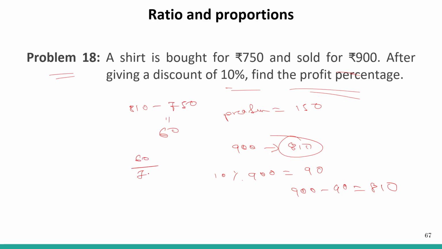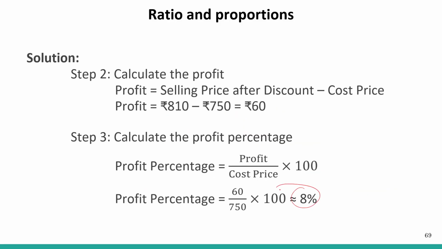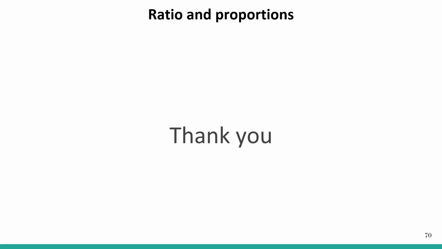So how much is 60 of 750 in percentage? So 60 by 750 into 100. That comes to 120 by 13, which is approximately 8%. So the profit percentage is 60 by 750 into 100, as we have already discussed, and it is equal to 8%. Okay, so that's all for this lecture. Thank you.